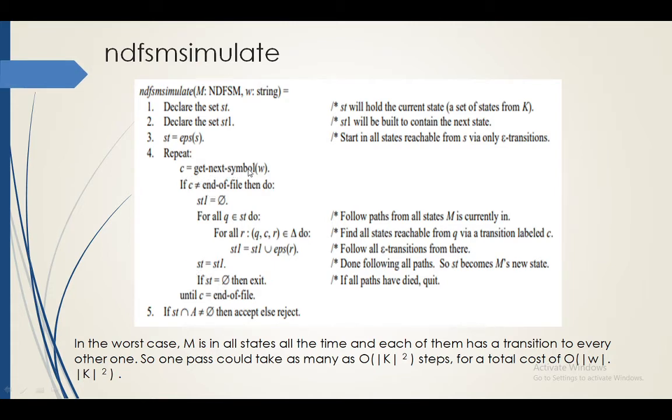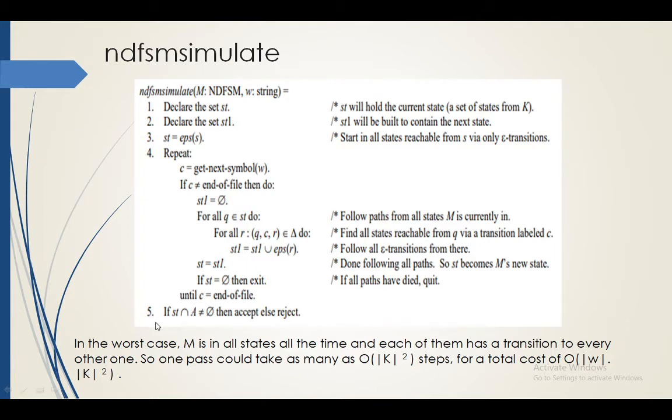So c equals the next input symbol from w. If c is not end of the file, then st1 equals null. Next, for all q belonging to st. What is the st value? In the previous step, whatever states I got will be my current states. So if q belongs to st, you find the transition on the input symbol from q to a next state, then take the epsilon transition of that state, and that will be your next state. You repeat all these steps until c reaches the end of the file.